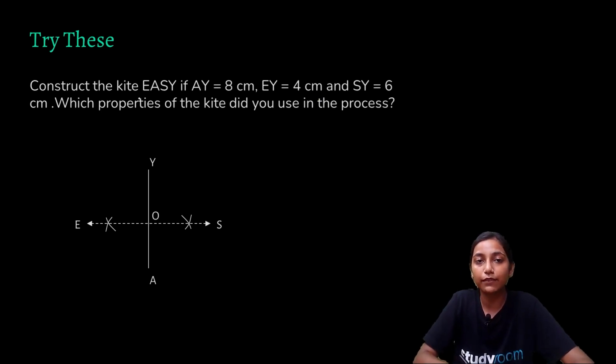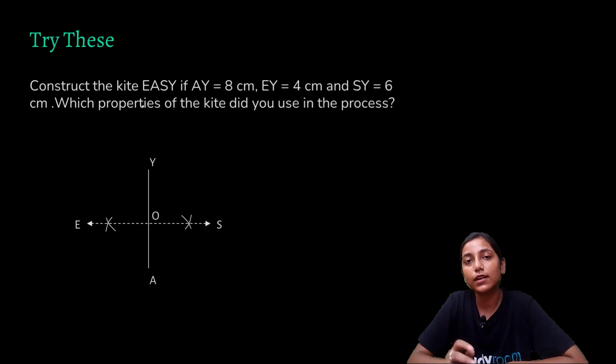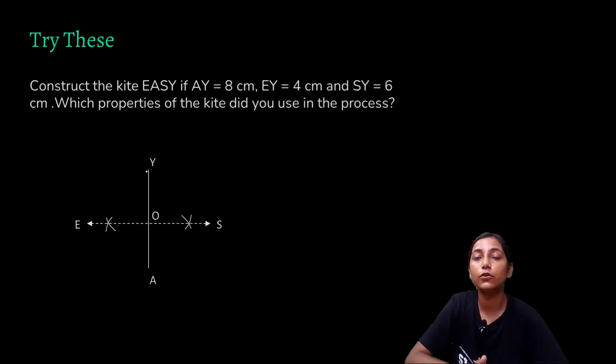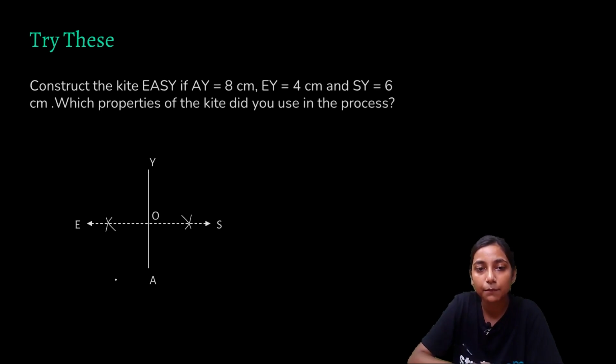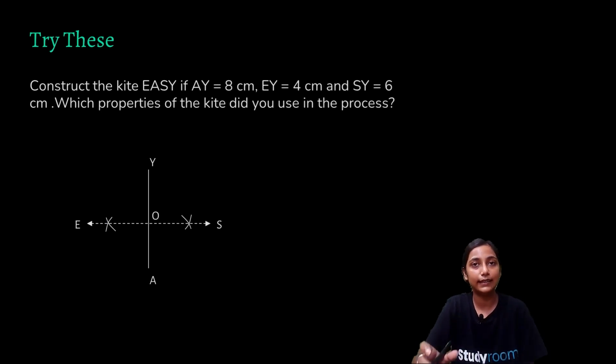Like in this case, the type of quadrilateral here is a kite. We know some of the special properties for a kite. So those are the properties that we are going to use in this process. We can easily construct it. Now this is going to be that kite that is required, EASY. You will construct it yourself. I'll tell you what properties you require. So it will look something like this, and after joining all these vertices, you will get your kite EASY.